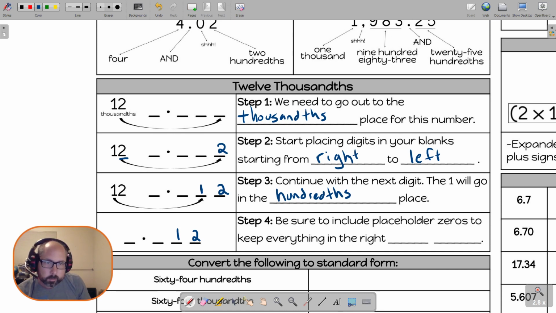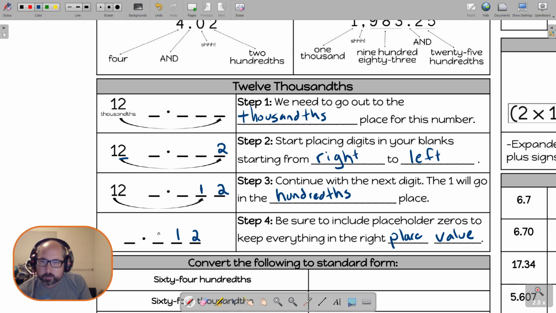Be sure to include placeholder zeros to keep everything in the right spot, or more correctly, place value. So guys, if I leave this as it is, this would be 0.12. But I cannot leave it that way. There's a reason why we drew these blanks in. Because this 12 needs to go to the thousandths place.